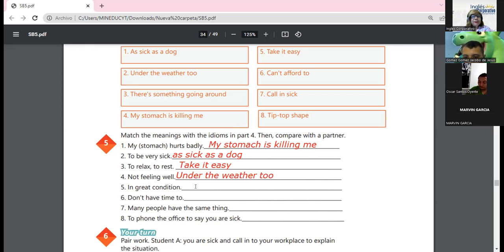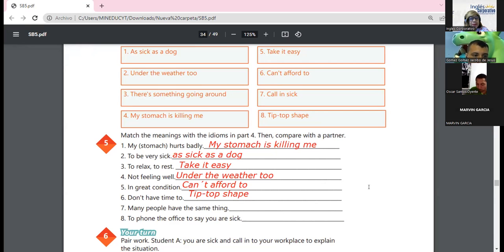In great condition. Can't afford to. Don't have time to. I want to write, but later we are going to see if it is correct, guys. Okay.